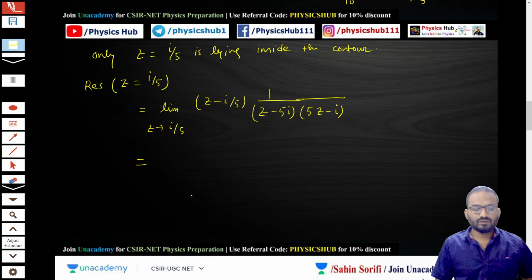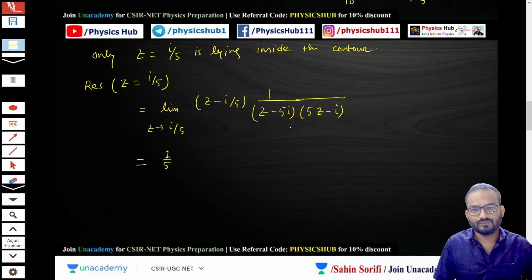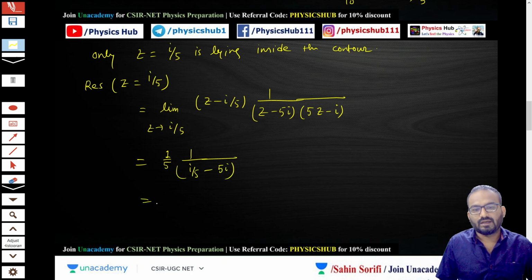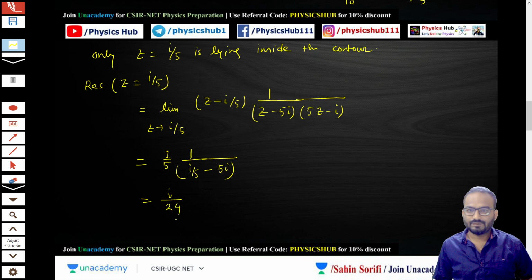Now what kind of value will it produce? z minus i by 5. If you take 5 common, 1 by 5 will come here. So this will give you z minus i by 5, so z minus i by 5 is cancelling. So what you have is 1 by z minus 5i. So z equals i by 5, minus 5i. You have put the value of the limit, and if you evaluate this, what are you going to get? You're going to get i upon 24. So you got the residue value.